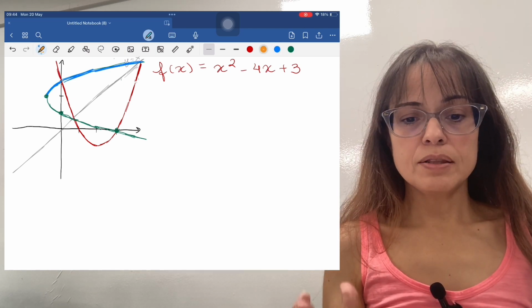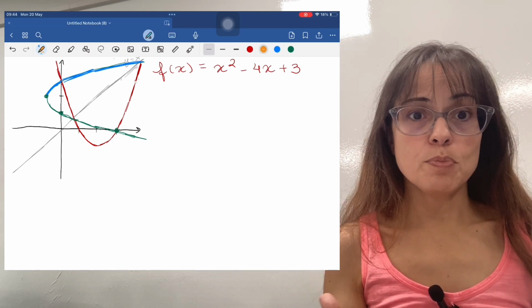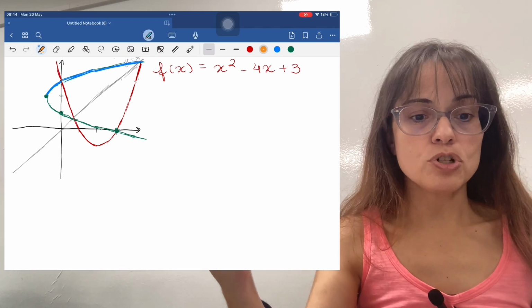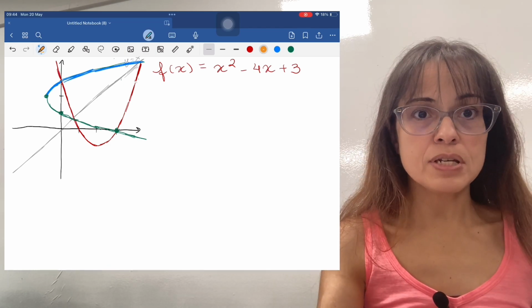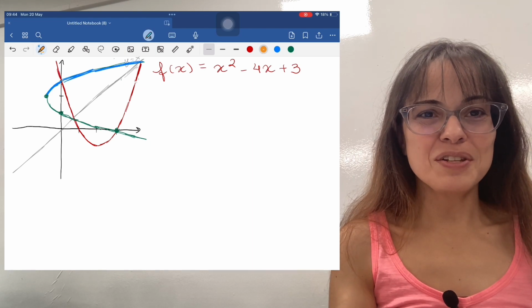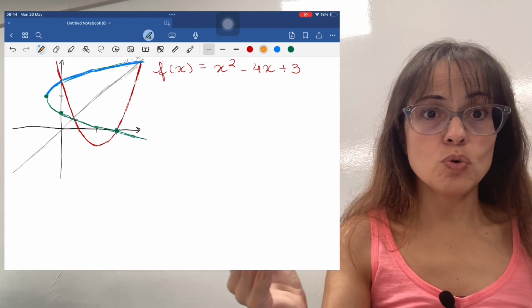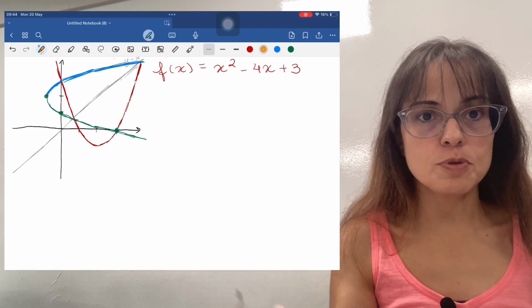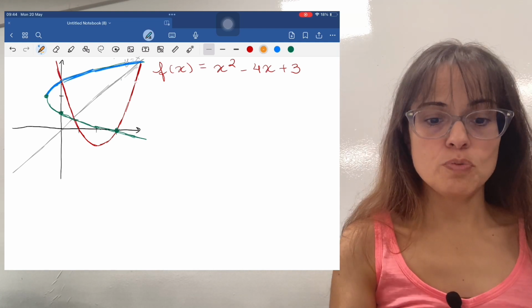So the thing is that the red function isn't invertible if you look at the whole red function. But if you just look at half of it, then that half, if it's adequately chosen, then in that half you don't have the turning point, which is the problem for a function to be invertible.